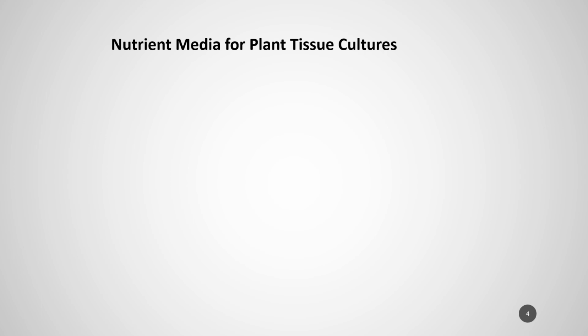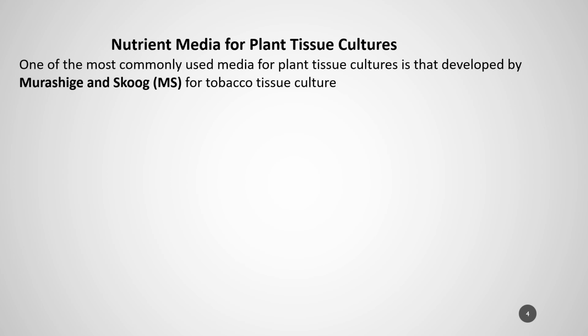Nutritional, that means nutrient media for plant tissue cultures. One of the most commonly used media for plant tissue culture is that developed by Murashige and Skoog, MS media. You can say in books they used to say MS media. First it was developed for tobacco tissue culture.